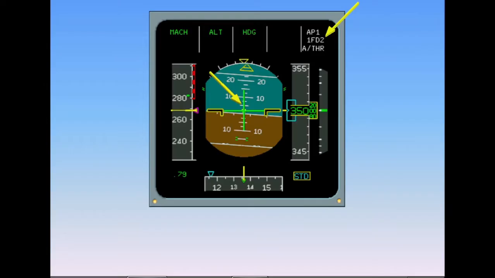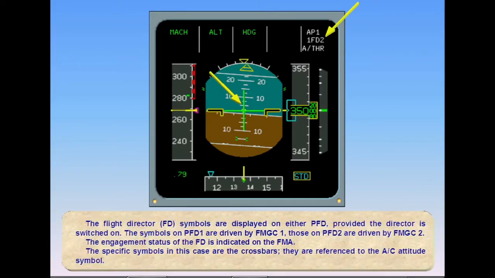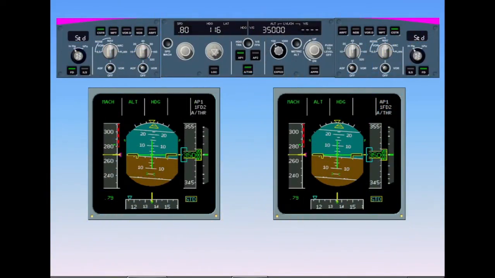The engagement status of the flight director is indicated on the FMA. The specific symbols in this case are the crossbars. They are referenced to the aircraft attitude symbol. To turn the flight director on or off, use the flight director push button located on either EFIS control panel. When the flight director is on, the green bars of the corresponding push button are illuminated. In this example, both flight directors are on. To switch them off, simply press the FD push button.